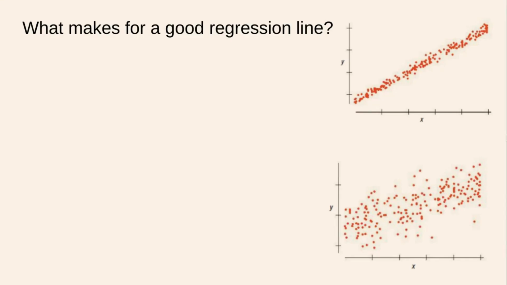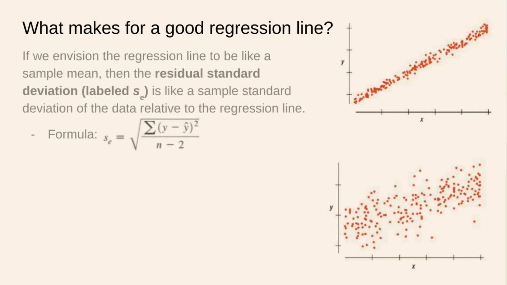Now we're going to talk about what makes for a good regression line. And just a heads up, this is going to get pretty technical, but we put it all together in a couple minutes. If we envision the regression line for a set of data to be like a sample mean, it's kind of like a measure of center in one dimension, right? Rather than a single point, it's a line that's a measure of center.